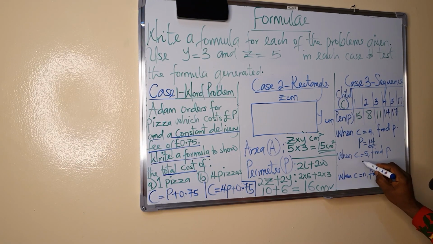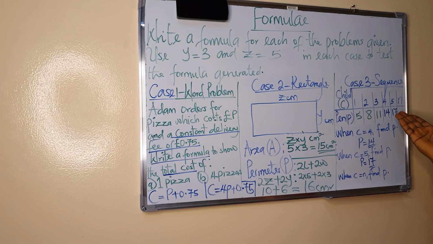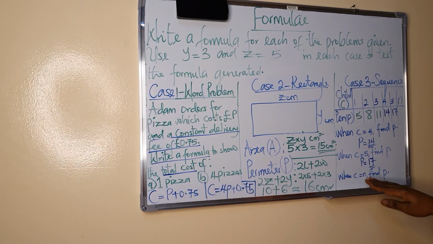But this time, let's see how you are going to solve the next problem. P is equal to 17. Okay, done. Now, let's see if what we have just done on this board will help us to find the value of P when C is equal to n. This case requires us to show the rule.